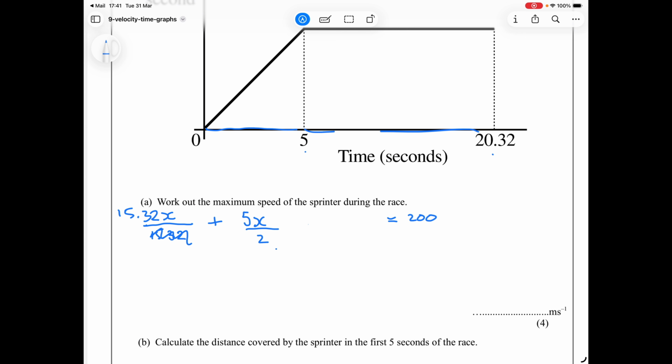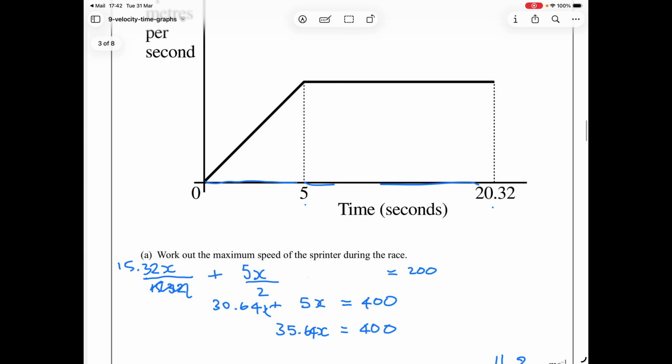Let's times it by 2, so we get 400 equals 5x plus 30.64x, and that means 35.64x equals 400. So we divide 400 by 35.64 using a calculator, and we find out that the maximum speed is 11.2. So we now know that this is 11.2 here.